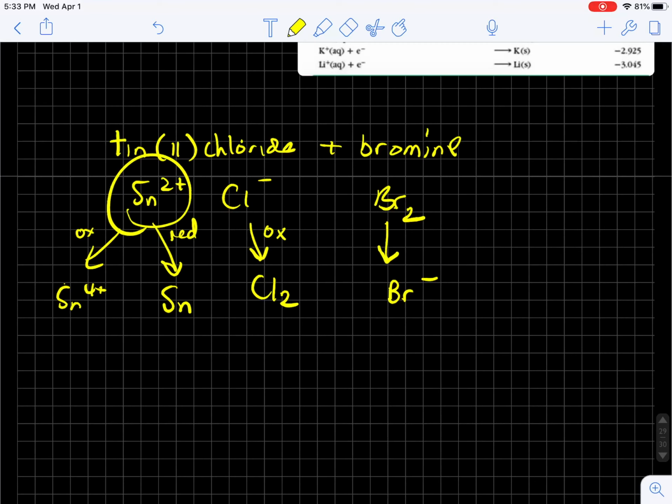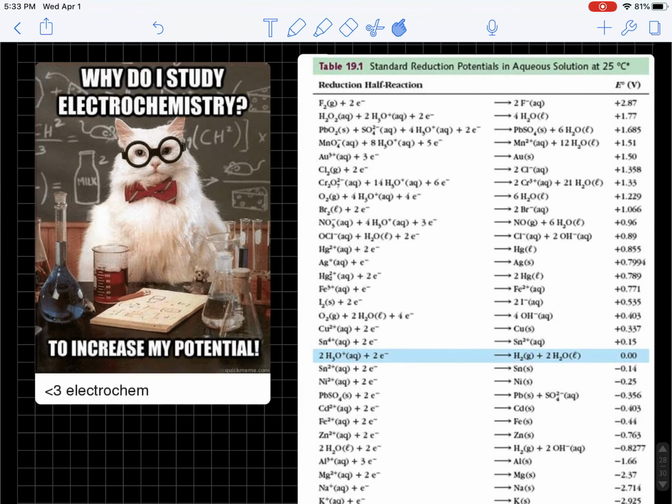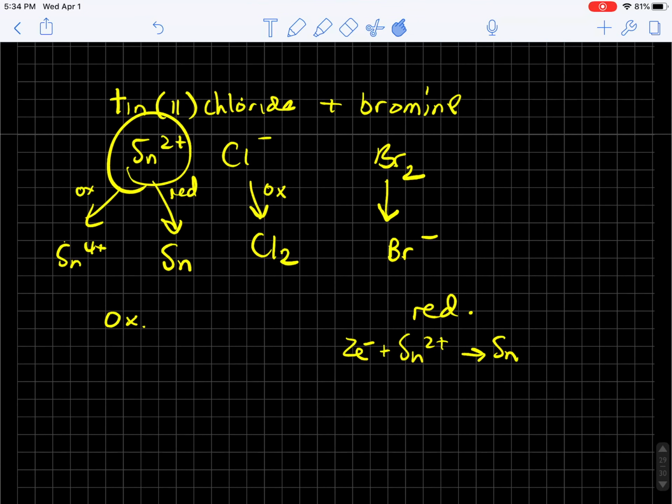So what's going to happen here depends upon what's going to happen to the tin 2+ ion. So we say, all right, what are our potential oxidations? What are our potential reductions? Well, one of the reductions is that tin 2 could become tin metal. Of course, we would have to add 2 electrons to make that happen. So we look up our reduction potential for that. Tin 2 becoming tin metal. Here it is right here. Tin 2 becoming tin metal is negative 0.14 volts.